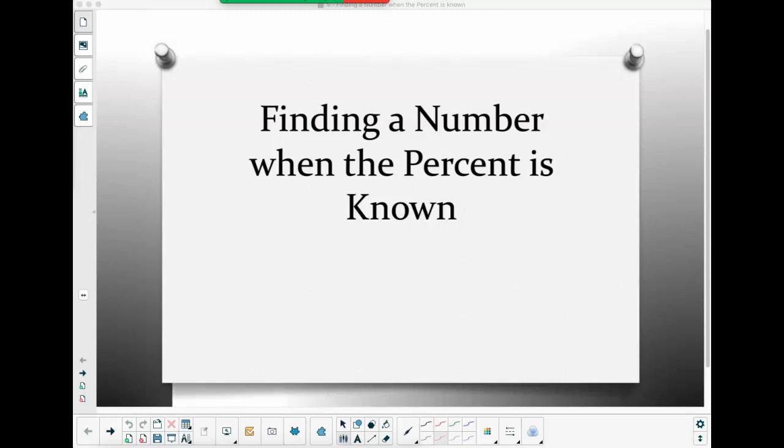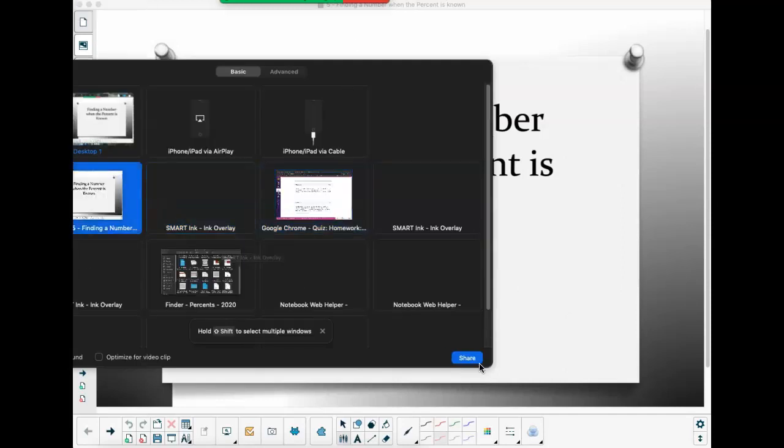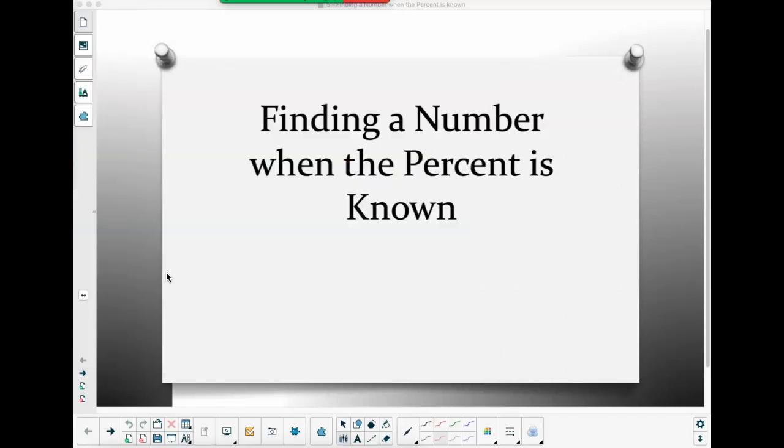Hang on, I need to share my screen with those of you at home so you're seeing the right thing. Can everybody at home see my screen correctly now? You see finding a number when the percent is known? Should look just like page 9 of your notes.